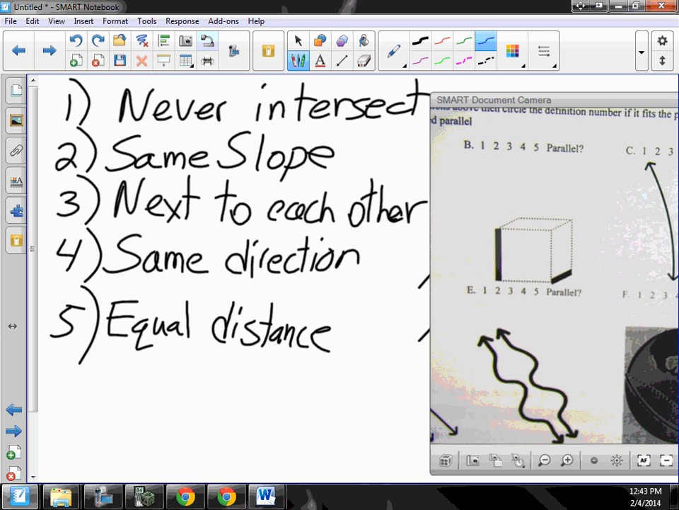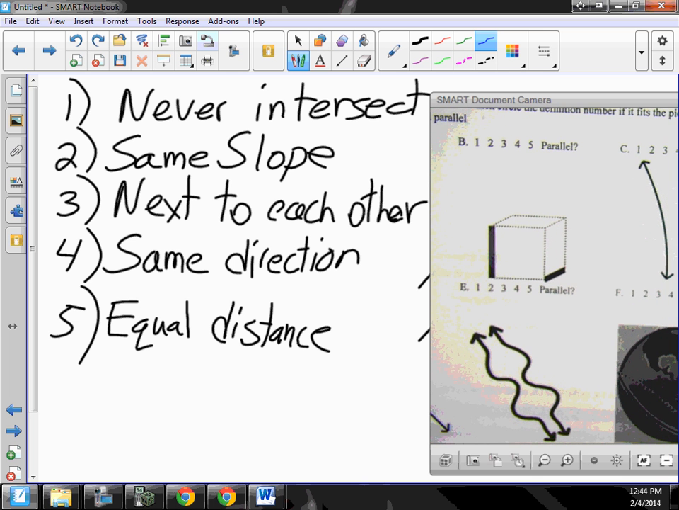So, letter B. Number 1. Yes. 2. No. 3. Jackson, you get to pick. You came up with the definition. No. Okay. 4. No. 5. No. Okay. Are they parallel? No.